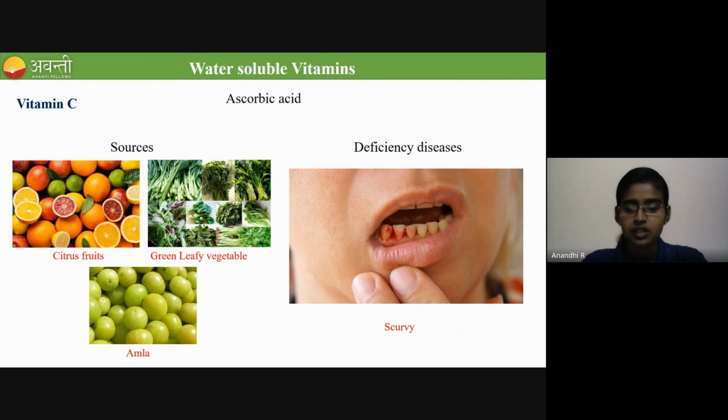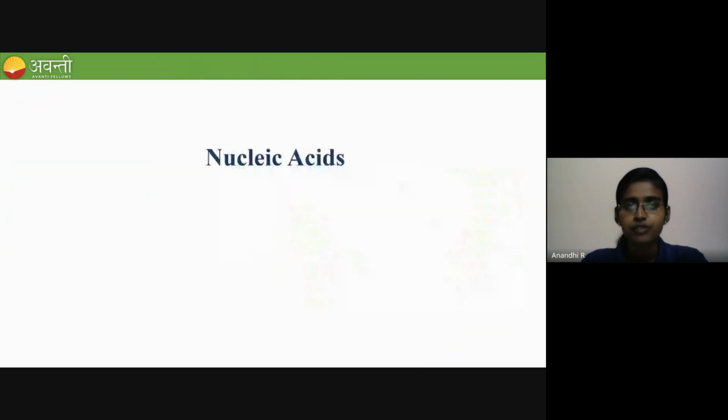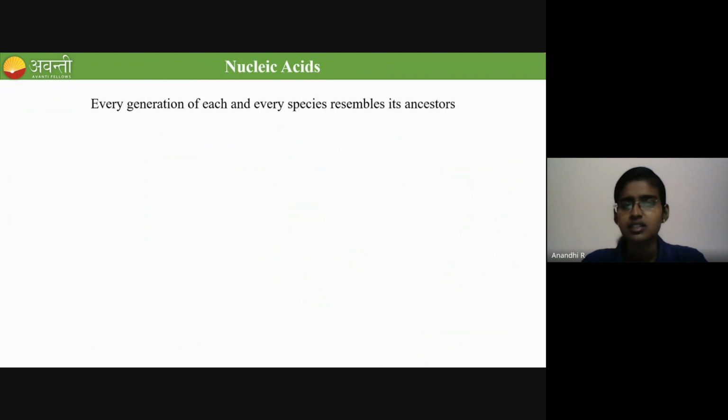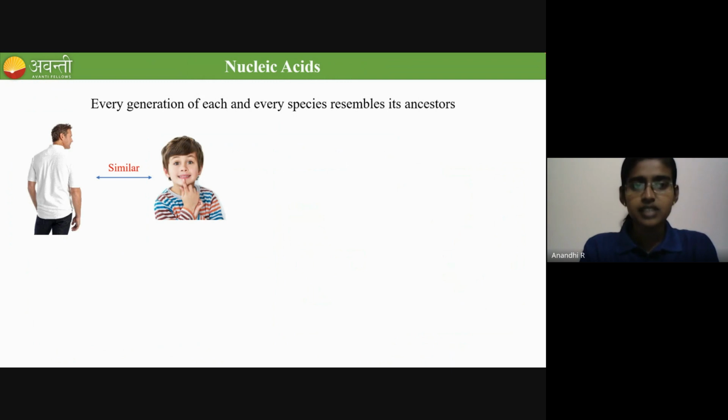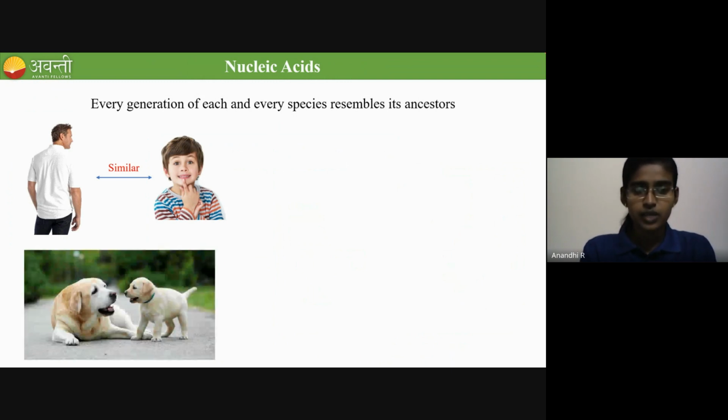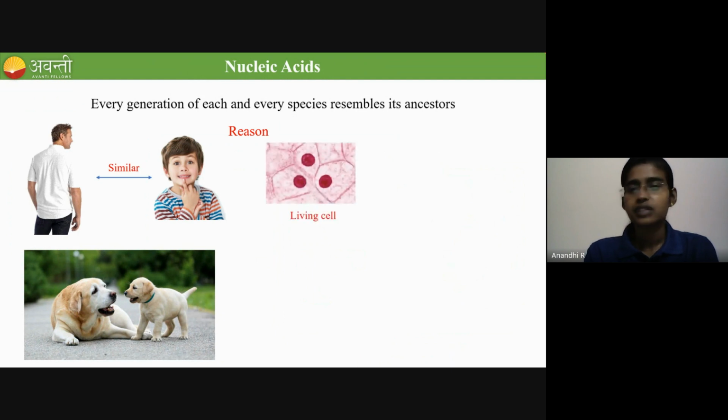Okay. Fine. I'll go for the next biomolecule, which is called nucleic acid. So every generation of each and every species resembles its ancestors. You all may be well aware of this. So you can see a child is similar to his father. And you can see the dogs. Okay. A dog looks like a dog only, no? So what is the reason? What is the reason behind this?